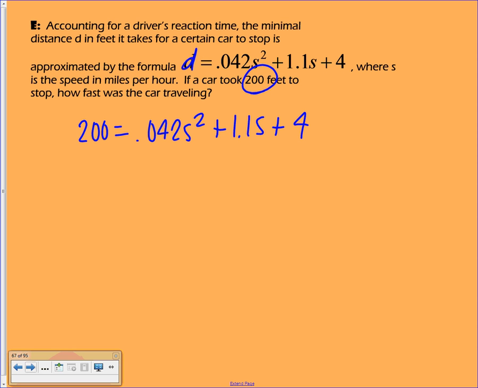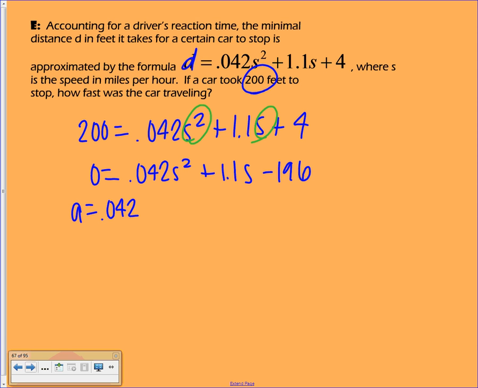Now again, how do you know what to do? I have an s squared and an s. S squared and s means quadratic formula, but it has to be set equal to 0. So the first thing I need to do is subtract my 200, so my C is negative 196. So now I've got it set equal to 0. I know my A is going to be 0.0042, my B is going to be 1.1, and my C is going to be negative 196.